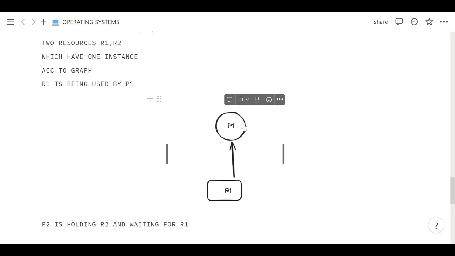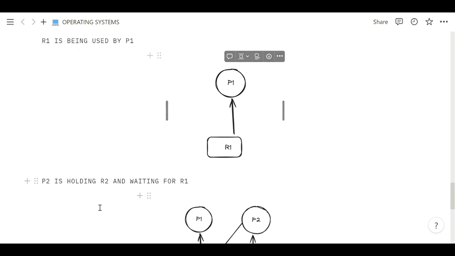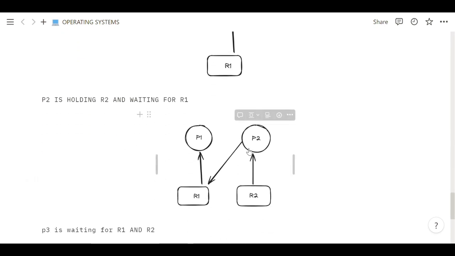So R1 is being used by P1 means R1 will be pointed towards P1 because it is being used by P1. Okay. So P1 will be connected to the head of the arrow and the tail will be connected to the R1, right? So next P2 is holding R2 and waiting for R1. So let's take the another process here, P2. It is holding R2. That means R2 will be pointed towards the P2 because P2 is holding R2. So holding means the head will be connected to the process and the tail will be connected to the R2.